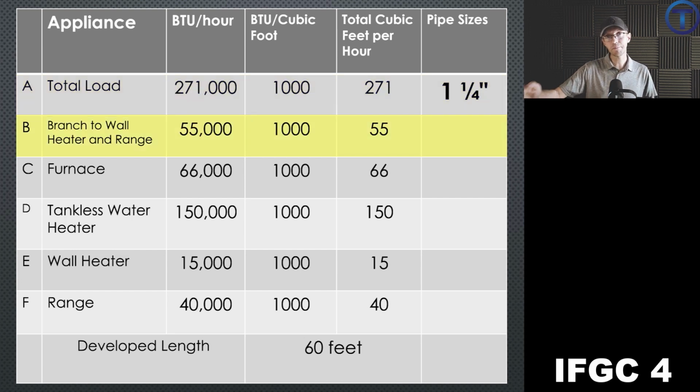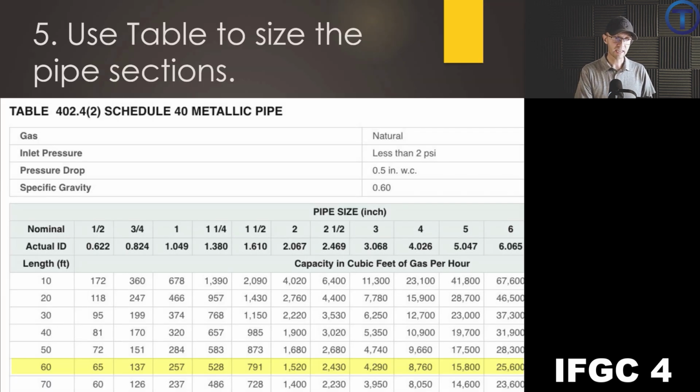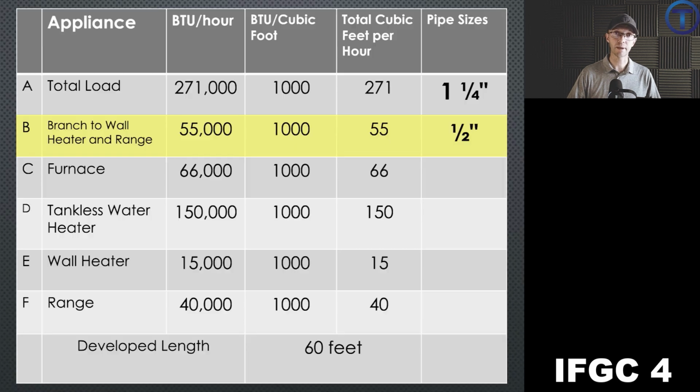Let's skip down past the mechanical room on that drawing, and let's look at the branch that's going to go to the wall heater and the range. We had 55 cubic feet per hour. I'm going to take that line 60 across the bottom. 55 is less than 65. So I can go straight up to the top, and I know I have a 1/2 inch pipe. I'll put that on my table. The branch B going over is 1/2 inch pipe.